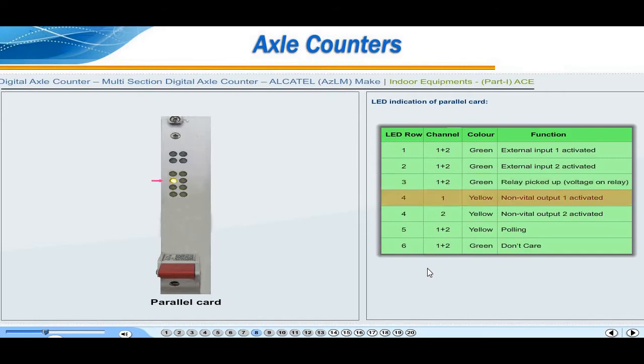Fourth row yellow LED for channel 1 will light when non-vital output 1 is activated. Fourth row yellow LED for channel 2 will light when non-vital output 2 is activated. Fifth row yellow LEDs will light to indicate polling between the CPUs. Sixth row green LEDs will light indicating don't care condition.